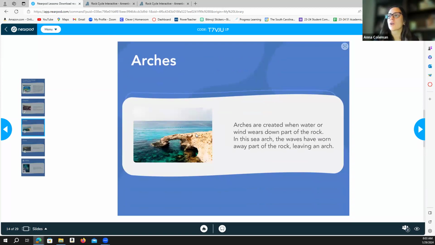You see those arches are created when water or wind starts to break down. You see that hole right there? That water, the wind breaks it down and moves it, right? That erosion then will move it. So in this sea arch, the waves, that water have worn part of that rock down, leaving an arch.